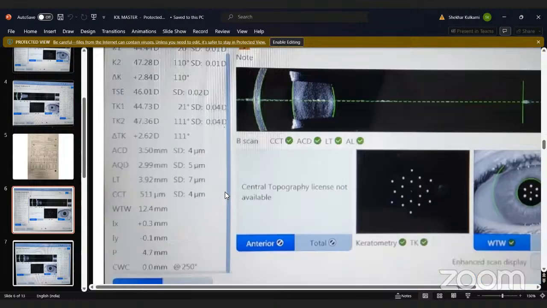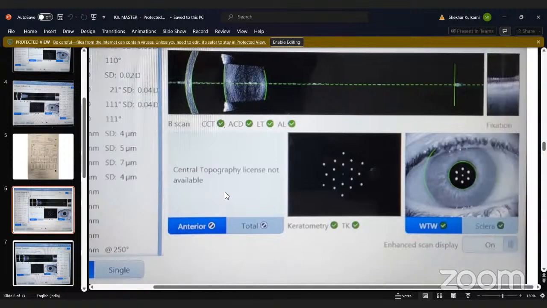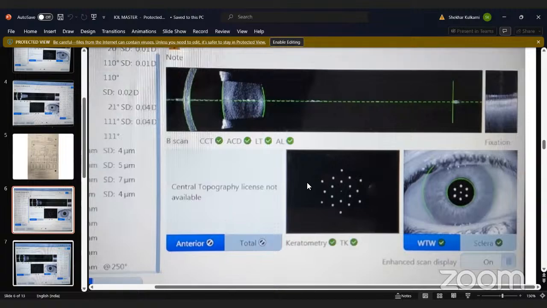Here you can see the total K, lenticular thickness, white to white, IX, IY. P is the pupillary diameter, which is present, and CWC is 0.0. So what type of IOL will you advise to the patient now? On the biometric scan, you should also see the fixation, whether it's correct or not. There should be a foveal dip here. If it's flat, that means the measurement is not correct.